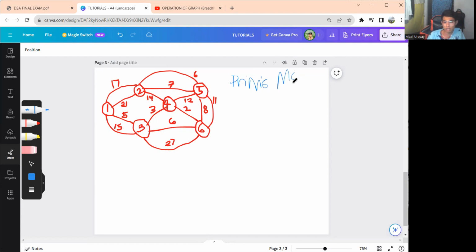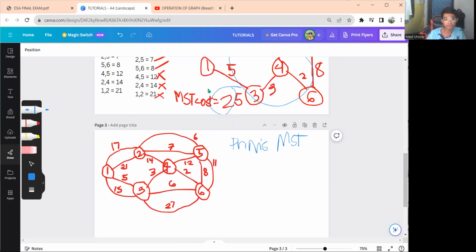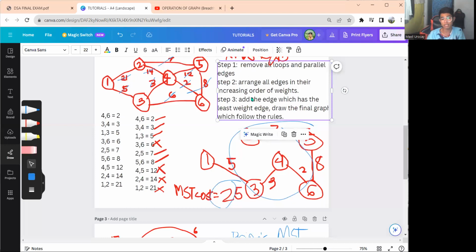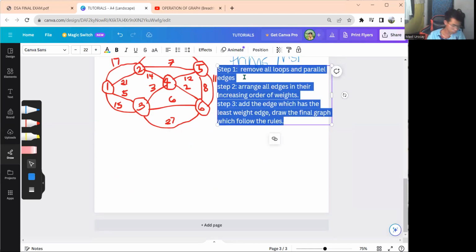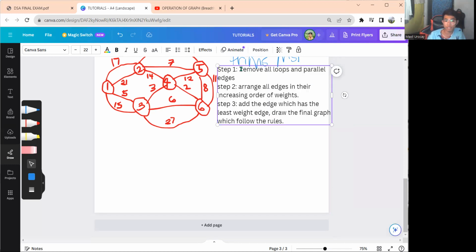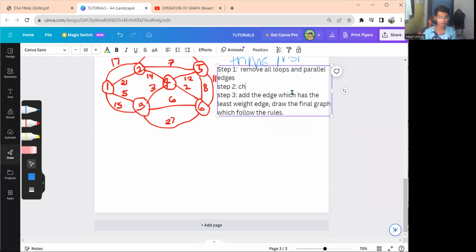Minimum spanning tree algo. Okay, we still do have the steps here, class, that are being observed. So for step 1, we are definitely still removing the loops and parallel edges. The step 2, we choose any arbitrary node as a root node.